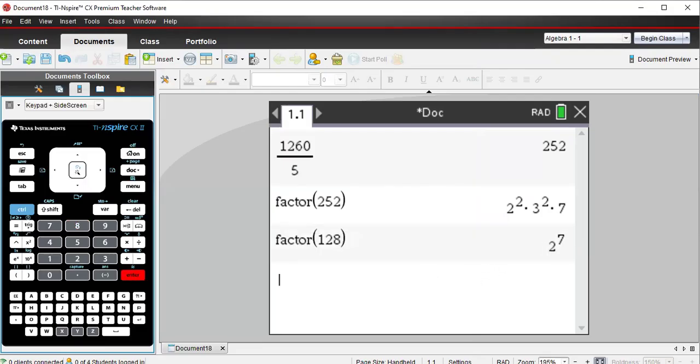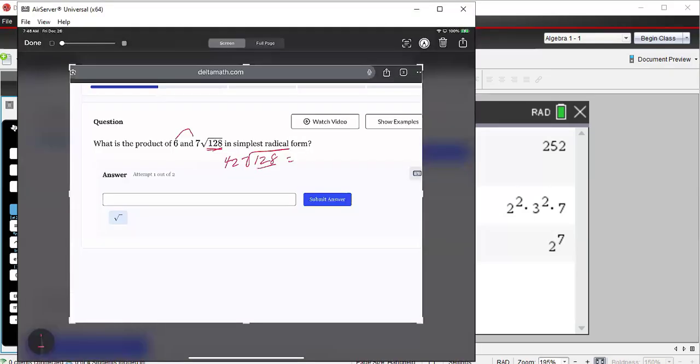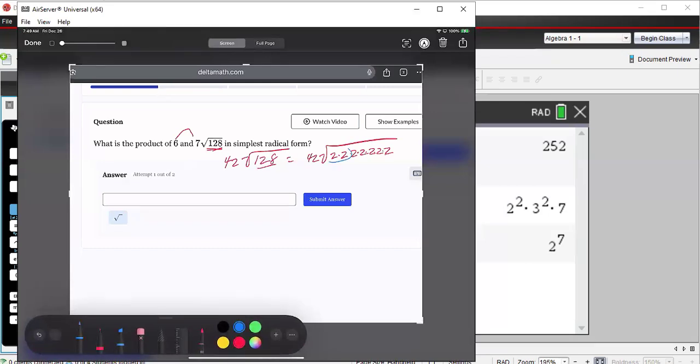So if I rewrite this now, this is going to be 42, and then we just put in 7 2's. 1, 2, 3, 4, 5, 6, 7. Put multiplication symbols between them. From here, we're looking for pairs, and every pair that we have, we can pull out. That's one pair. Here's another pair. And here's another pair. And we're left with 2 here. So this is going to be 8, since 2 times 2 times 2 is 8. We already had the 42 outside, and we have 2 left inside.